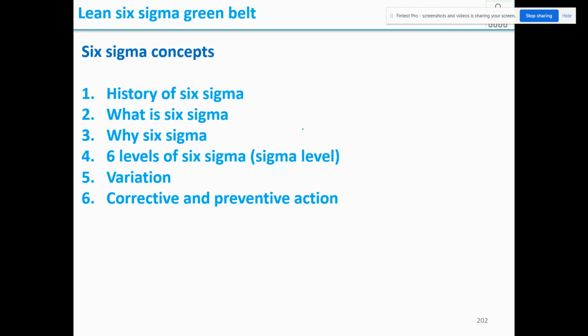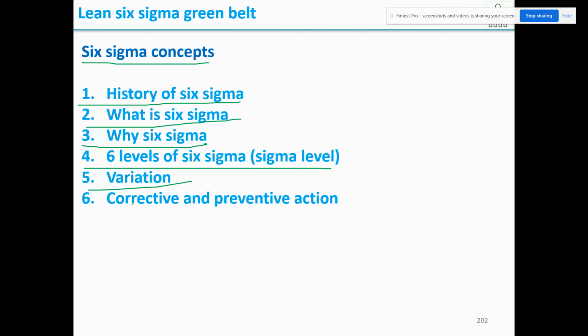Now let us see in detail. So what is Six Sigma? Six Sigma concepts: history of Six Sigma, what is Six Sigma, why Six Sigma, 6 levels of Six Sigma, variation, corrective and preventive action. So we are in the introduction.